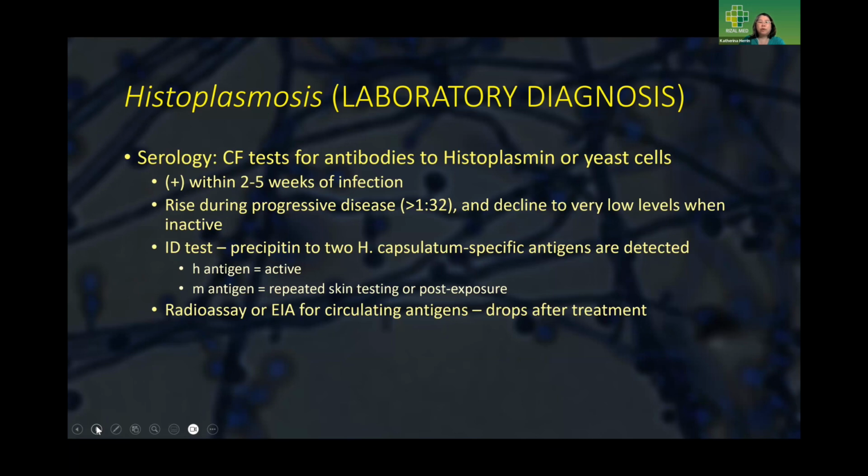Radioassay or enzyme immunoassay is one of the most sensitive tests for circulating antigens. These drop after successful treatment and recur during relapse. While cross-reactions may occur, this antigen test is more sensitive than conventional antibody tests in AIDS patients with histoplasmosis.